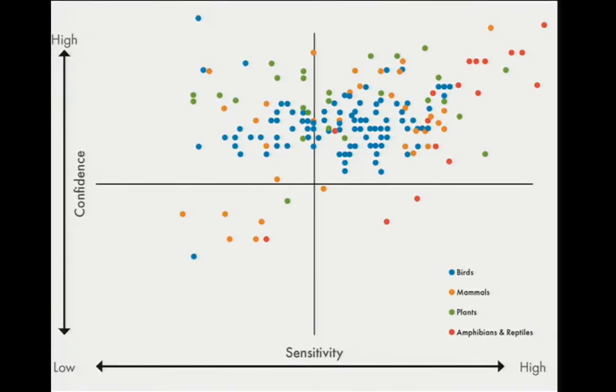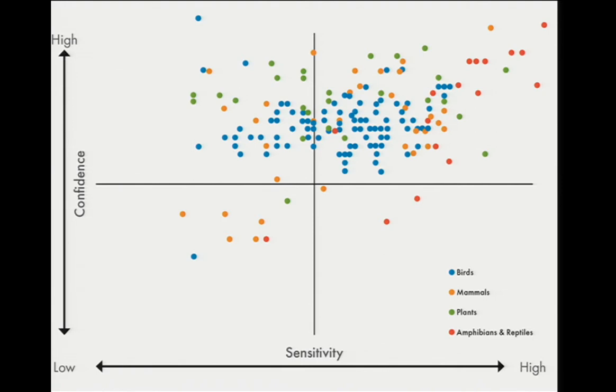But then we wanted to get into a little bit more detail. And so these are individual species scores for those 200 or so species, plotted with sensitivity scores on the bottom. So these are essentially the average of all those factors. And it goes from low to high, as you can see, and then confidence on the y-axis from low to high. And I think this is really interesting because you see birds are blue, mammals are, it's kind of a funny color on here, but orange, plants are green, and amphibians and reptiles are red. You can see those amphibians and reptiles falling out in that upper right quadrant.